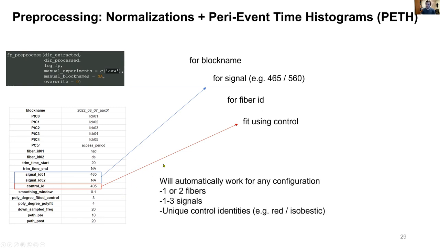The advantage is that just using these toggles, you can analyze any kind of configuration of data you could want. You could do one-fiber experiments, two-fiber experiments, one to three different signals, and you can use unique controls. You could use the 405 for the control, or you could change it to 560 and use a static red fluorophore as a control. Again, all automated based on the input that you provide in this table.